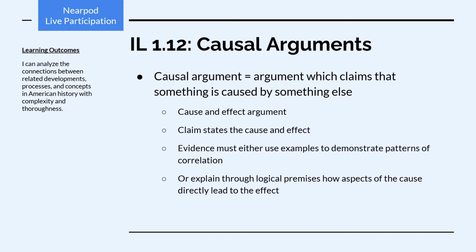A causal argument is an argument which claims that something is caused by something else. It's an argument that communicates cause and effect. The claim in a causal argument will state the cause and the effect, and the evidence must either use examples to demonstrate patterns of correlation, or explain through logical premises how aspects of the cause directly lead to the effect.